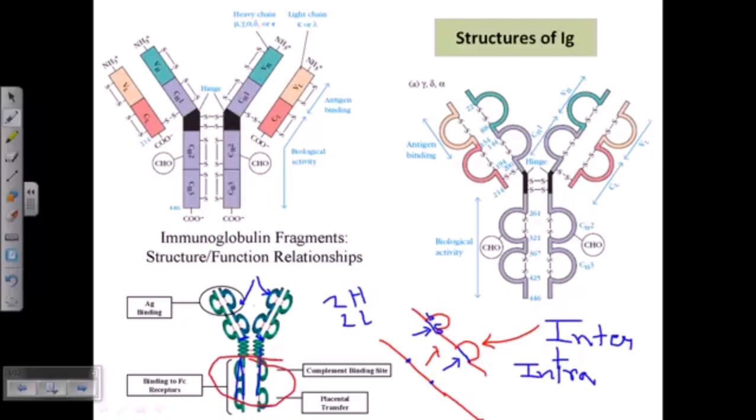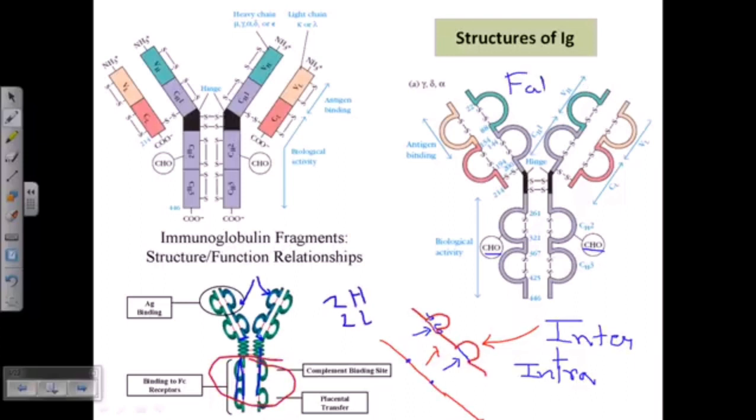So here we can see two different types: intrachain as well as interchain disulfide linkages in this picture. Okay. Now if we look at this detailed picture, here it is the antigen binding as I've shown, and here it is the FC receptor and complement binding. This is called the biological activity domain, and here are the regions where the carbohydrates are bound. So if we consider the structure here, two loops on the top, two loops on the bottom in the FC part, and the top part is called the FAB part.